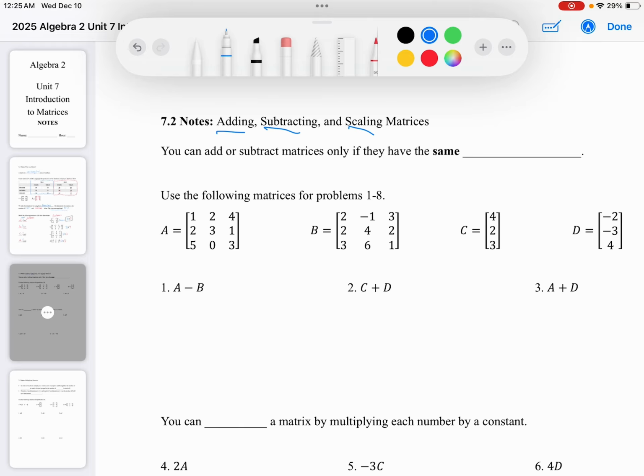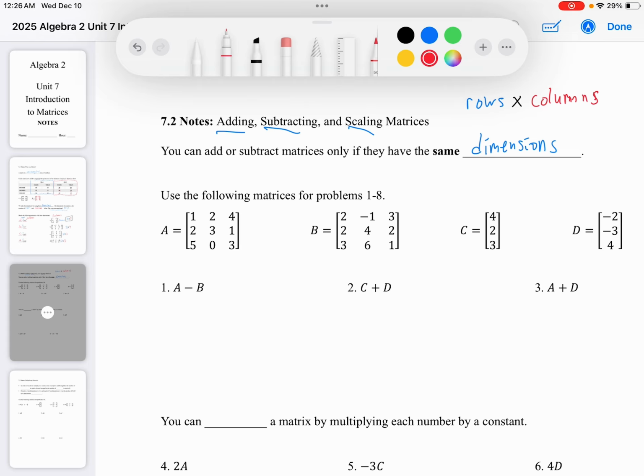The first thing we're going to be looking at is adding and subtracting. And we can add and subtract these matrices only if they have the same dimensions. So we talked about the dimensions in the last video. That's the rows by the columns. So they have to have the same amount of rows and the same amount of columns to be able to add or subtract together.